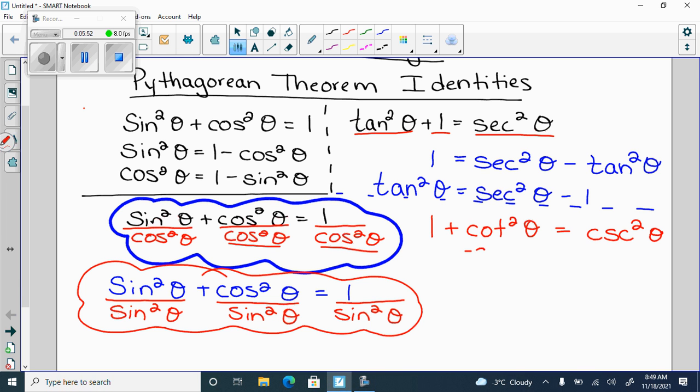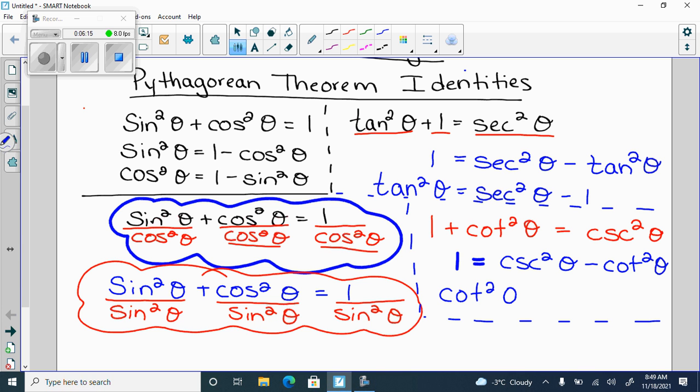Now, what could I do here? Subtract the cotan. I'm going to just write the next. 1 equals, switch, cosecant squared theta minus cotan squared theta. Or what's my third option? Yeah. Cotan squared theta equals cosecant squared theta minus 1.